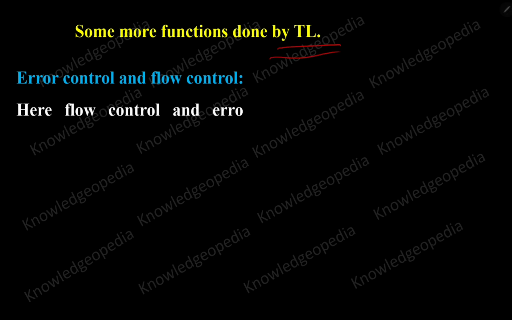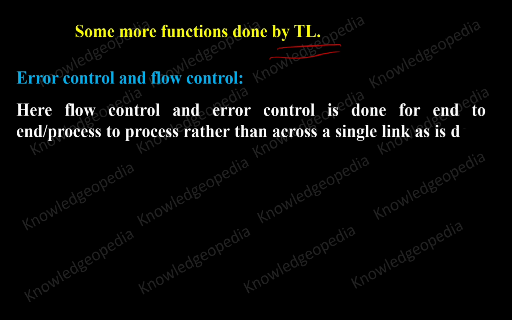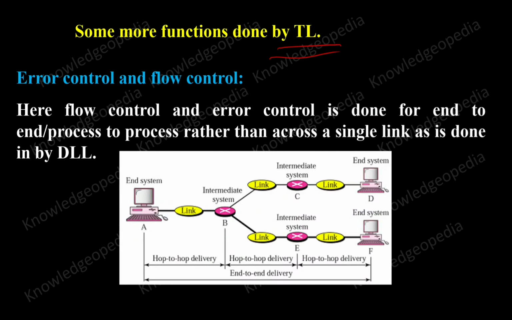So some more functions done by the transport layer are error control and flow control. The data link layer also performs error control and flow control. What is the difference? Here the flow control and error control is done end-to-end, process to process, rather than across a single link as is done by the data link layer. So if you see, this is my source, this is my destination.